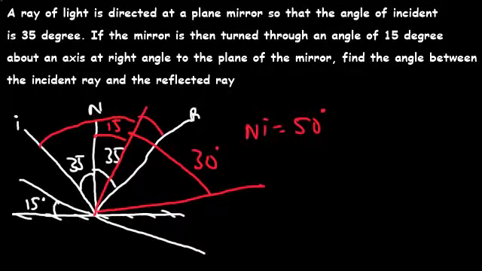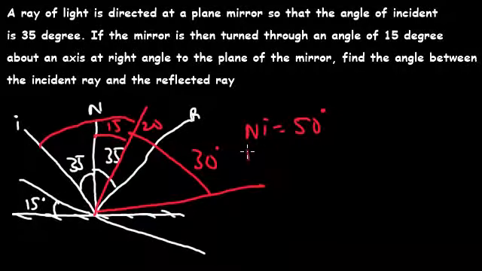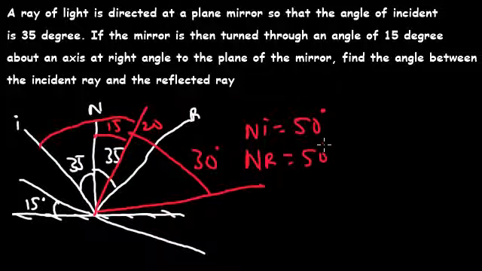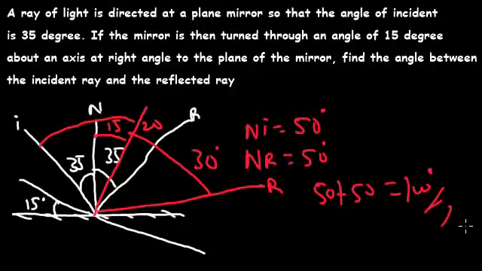Now within this angle, what will be this angle? Since from here to here is 35 and from here to here is 15, 35 minus 15 gives us 20. So this is 20, then we add them together and we have 50. So the new angle of reflection R is now 50 degrees. So the angle between the incident and the reflected ray is now 50 plus 50, which is 100 degrees. So that's how to easily solve problems involving rotating mirrors.